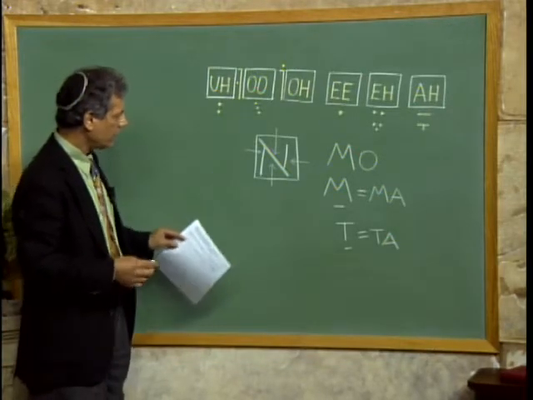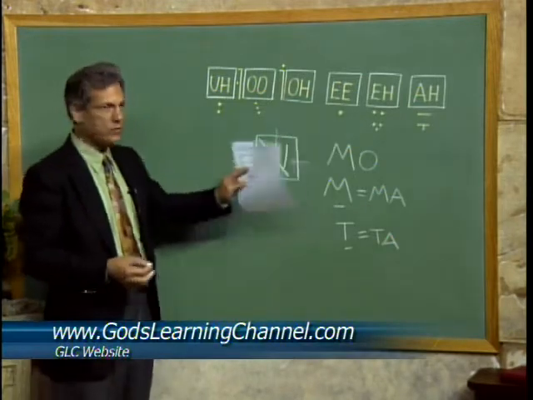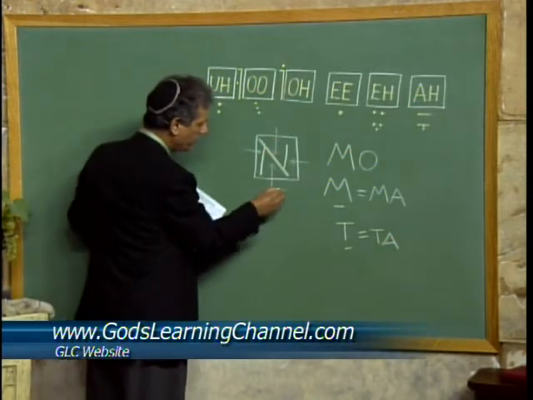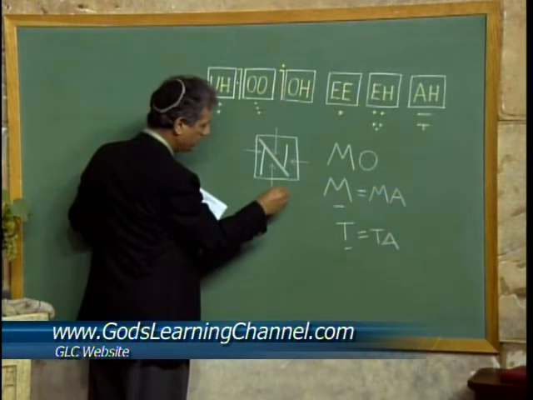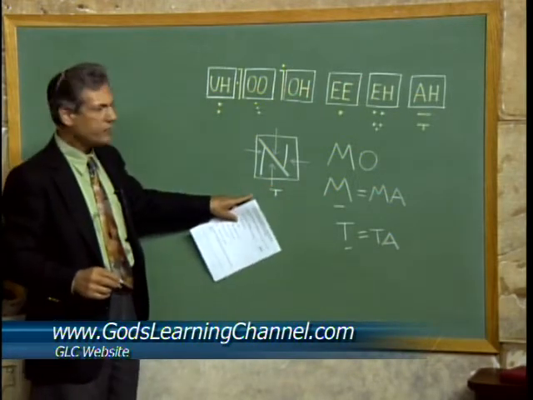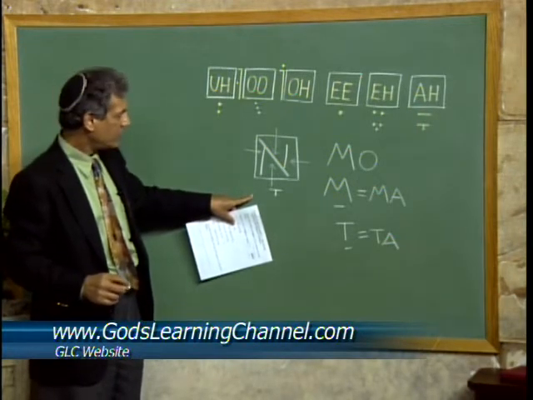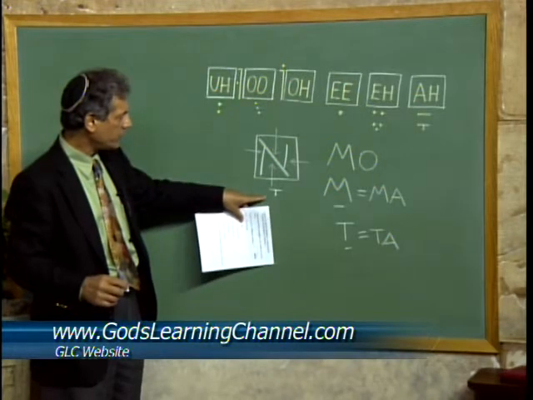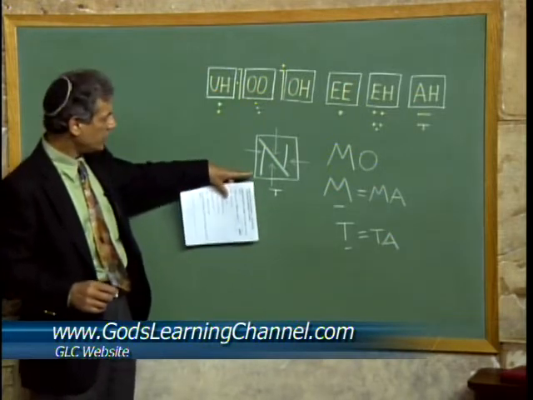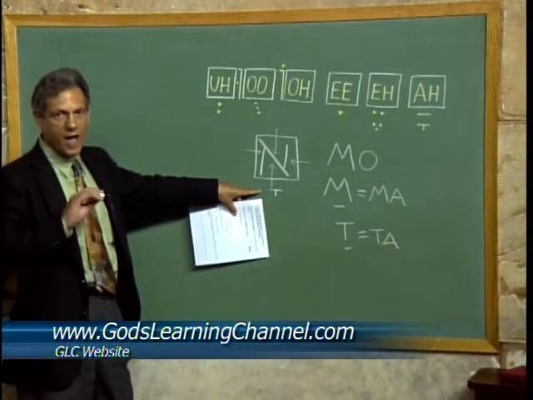So here is the letter Aleph. And I'm going to take that vowel and I'm going to put it underneath that letter. Now what do I have here? I have the sound Ah. So this is the sound Ah that was created in a combination with the letter Aleph and the vowel Ah.